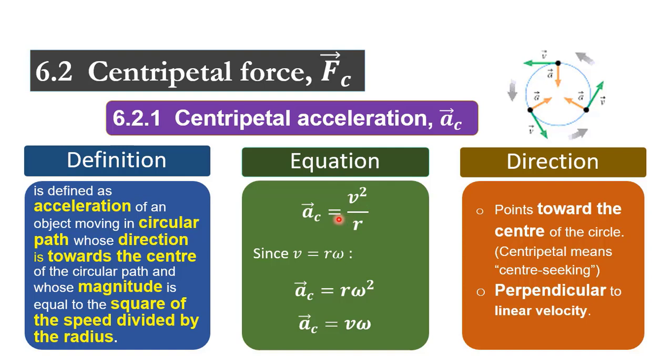In the previous lesson, you learned about the relation of velocity, which is equal to the radius times angular velocity, v equal to r omega. Since v equal to r omega, centripetal acceleration can also be written as a_c equal to r omega squared or a_c equal to v omega. How about its direction? The direction is always pointing towards the center of the circle and always perpendicular to the linear velocity.